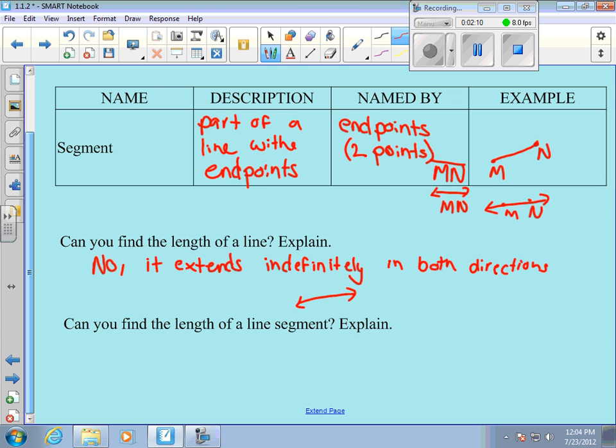All right, so can you find the length of a line segment and explain? A line segment is different. It has a start and an end. So we say, yes, we can because it has a start and an end.